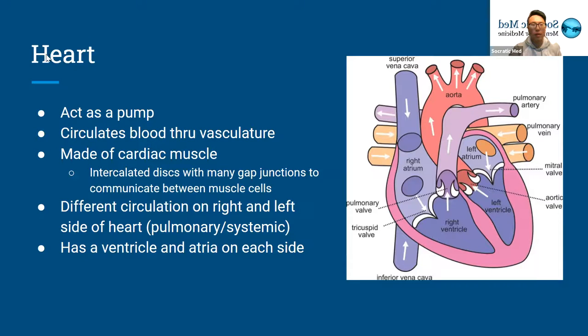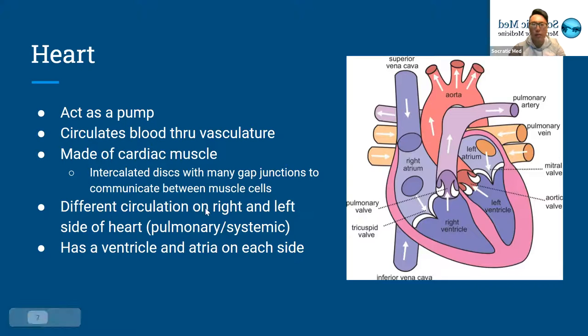So the heart helps circulate the blood throughout the vasculature, and it's made of strong cardiac muscle. The cardiac muscle has intercalated discs with many gap junctions to help the muscle cells communicate. The gap junctions send action potentials to regulate the action potentials throughout all the cardiac muscles. So then you get a uniform heartbeat.